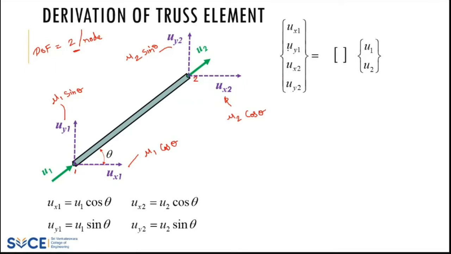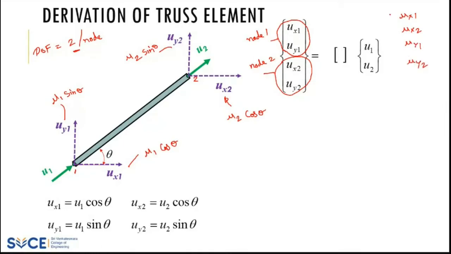So this ux1, uy1 indicates your nodal point 1. This is node 1. ux2, uy2 indicates your nodal point 2. You should not write like this: ux1, ux2, uy1, uy2. It should not be like this.